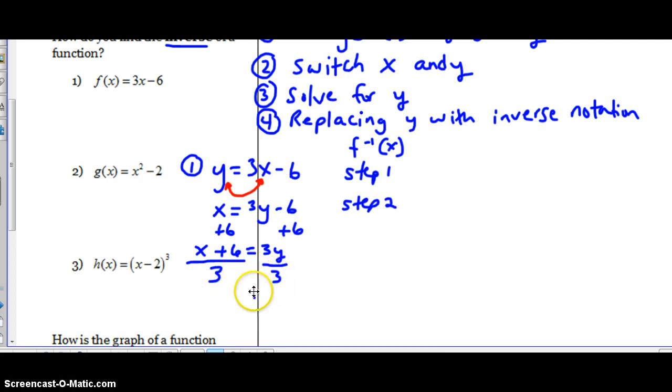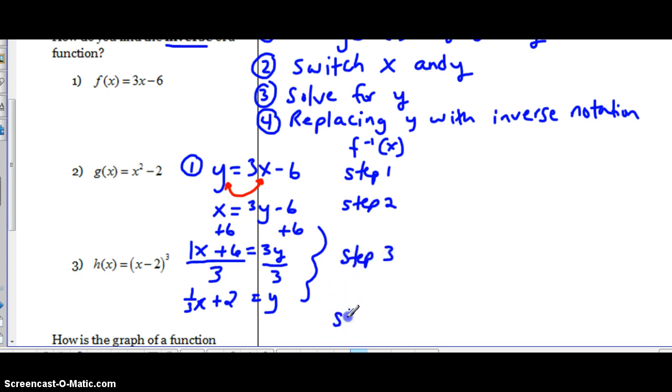So this side would become y, and each item here is going to be divided by 3. So remember, when there's nothing in front of the x, there really is a 1 there. So 1 divided by 3 would be 1/3 x, and 6 divided by 3 is 2, so that's plus 2. So that is a pretty long step 3, solving for y.